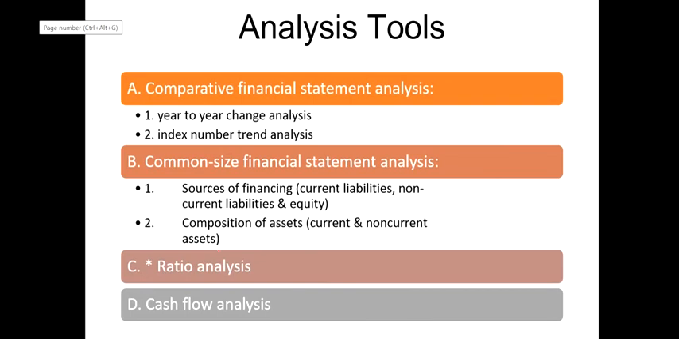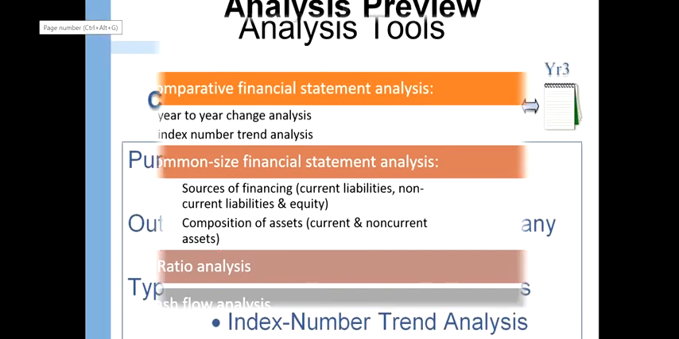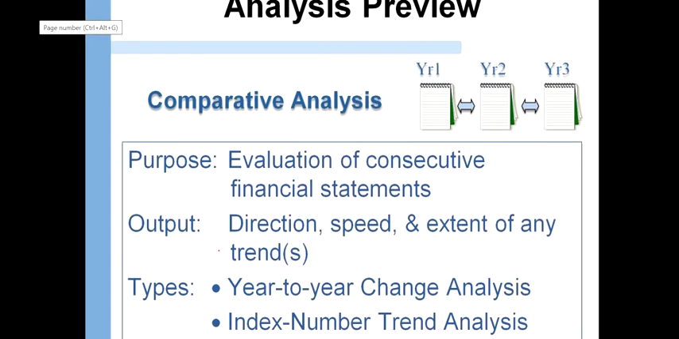Okay, so dalam comparative financial statement analysis ada 2 jenis analysis, that are year to year change analysis and index number trend analysis. Okay, whereas in common size financial statement analysis ada 2 juga, sources of financing, and second is the composition of asset. So now let's take a look at the comparative analysis.